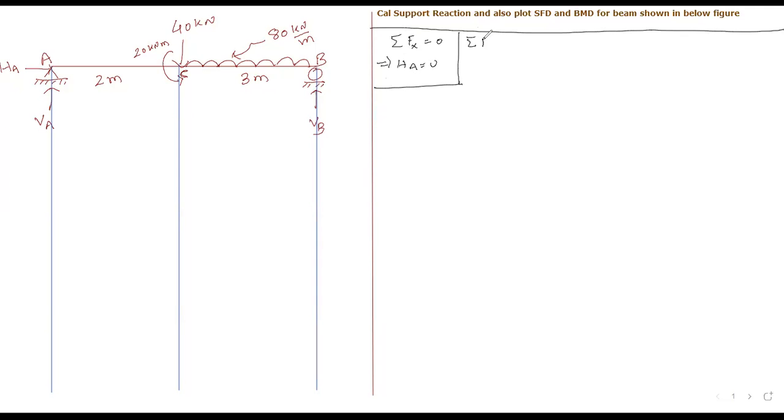Second step, sigma fy equal to 0. Algebraic summation of all force in y direction starting from left side: plus VA minus 40 minus 80 into 3 plus VB, that should be equal to 0. So we will get VA plus VB equals 8 into 3, 240, plus 40, 280. Is it clear? Please confirm me.